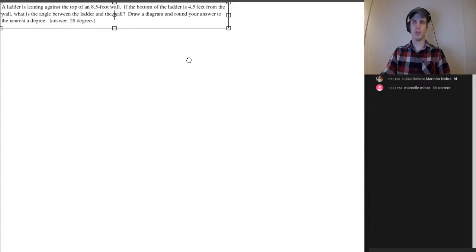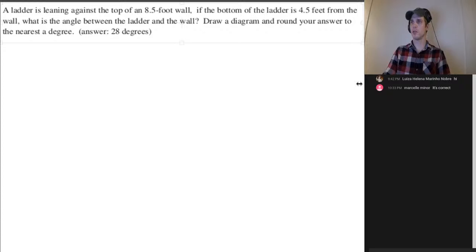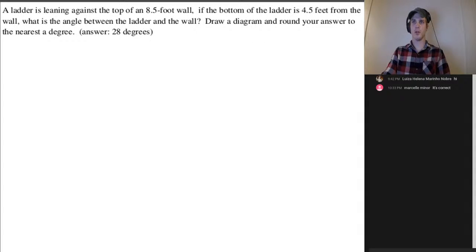And make this bigger. Okay, a ladder is leaning against the top of an 8.5-foot wall. If the bottom of the ladder is 4.5 feet from the wall, what is the angle between the ladder and the wall? Okay, so we've got a wall, and we've got a ladder leaning against the top of the wall.